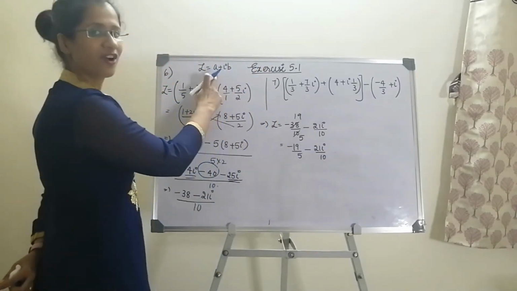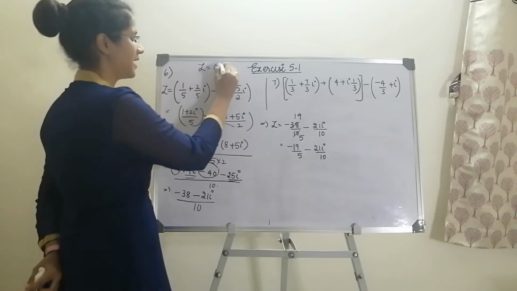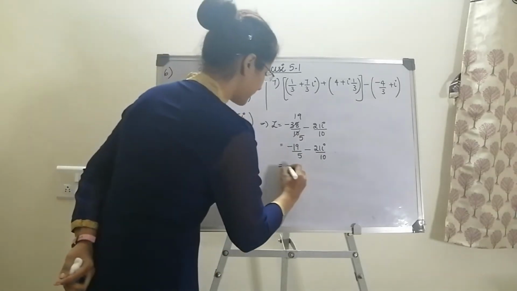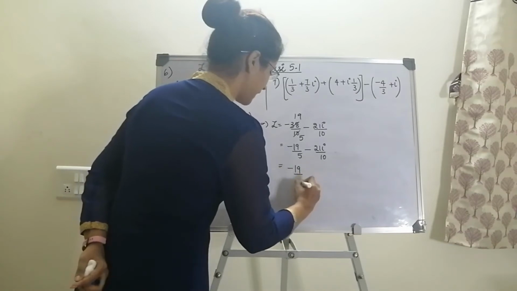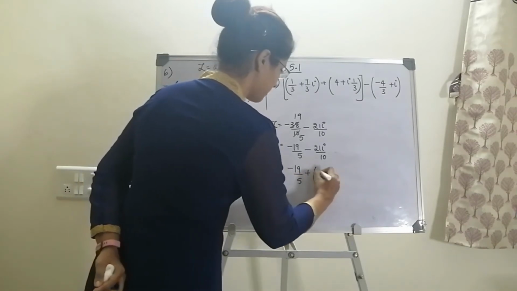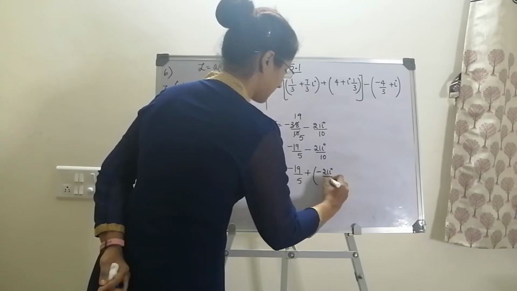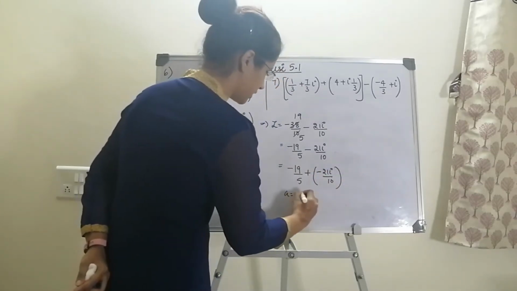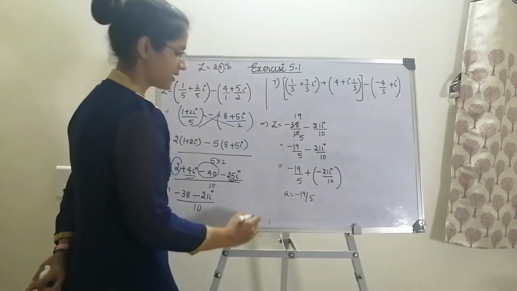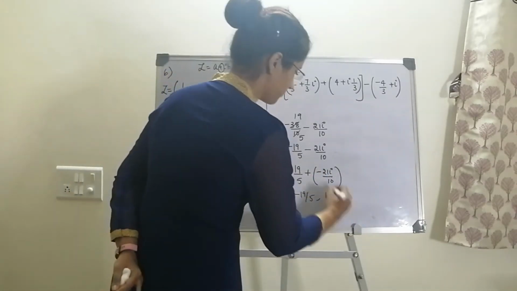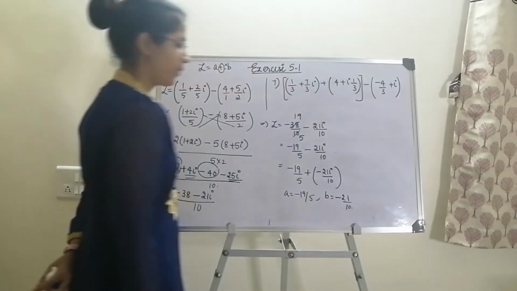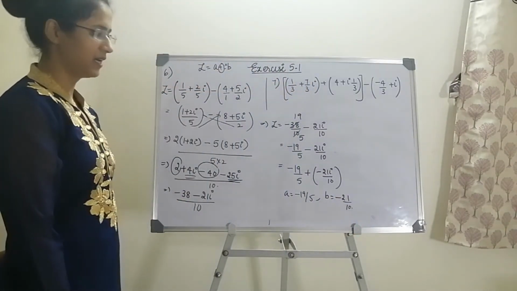Still I haven't got it in the form of a plus ib because there has to be a plus sign in between. So can I write this as minus 19 by 5 plus of minus 21i by 10, where the value of A is equal to minus 19 by 5 and the value of B is equal to minus 21 by 10, where A and B are real numbers.